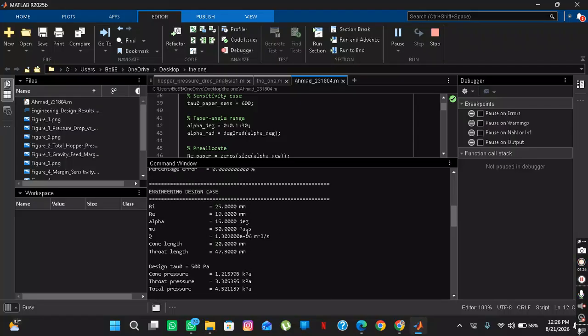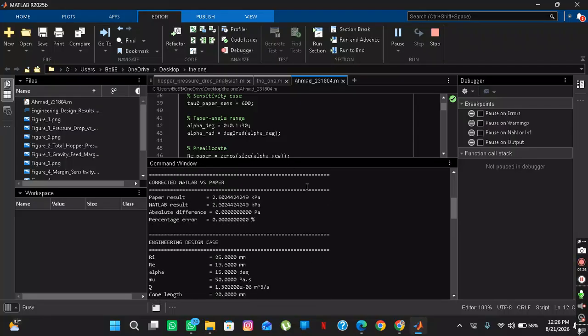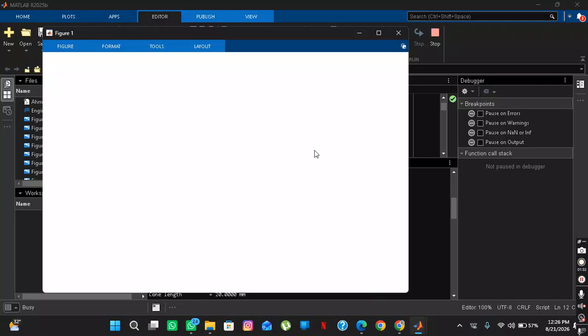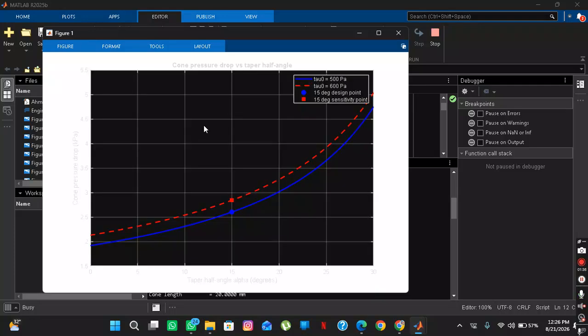So here is the output simulation of the MATLAB. This is the figure 1, the comparison, the graph between taper angle and the cone pressure, and we have few more graphs. First, I will show you the report.